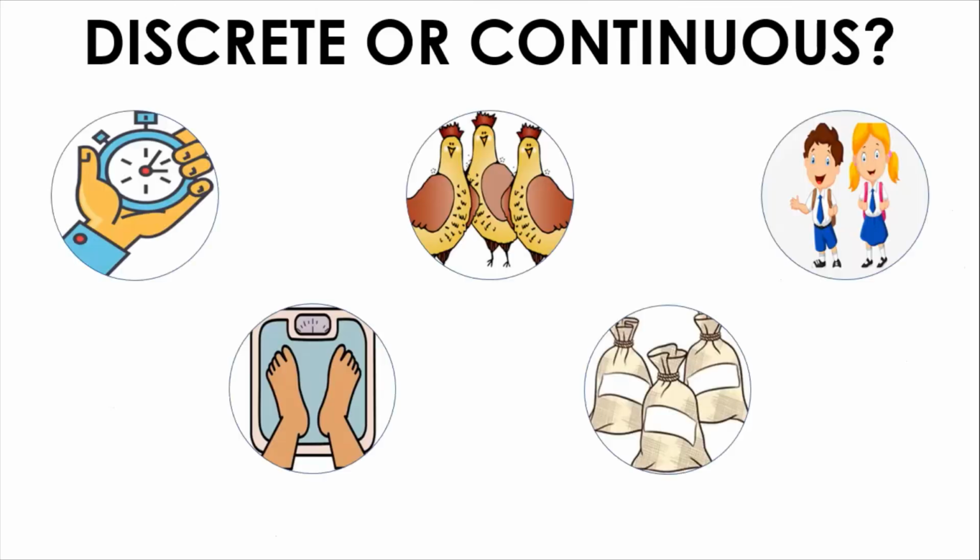Now let's try to check whether or not you have understood the concept of discrete and continuous random variables. Let's determine what type of variable is shown in each picture. Your time starts now.